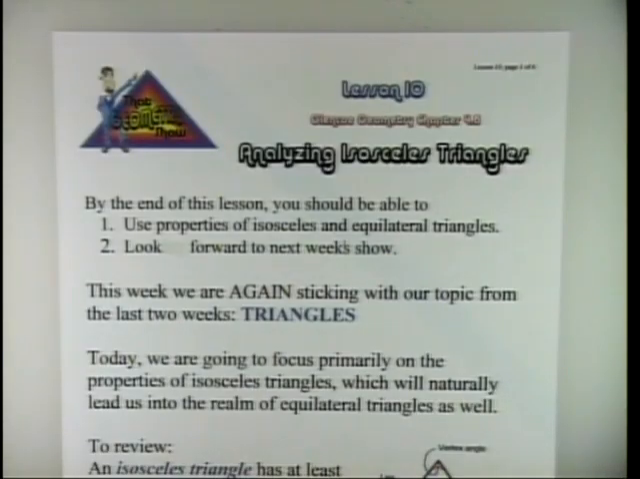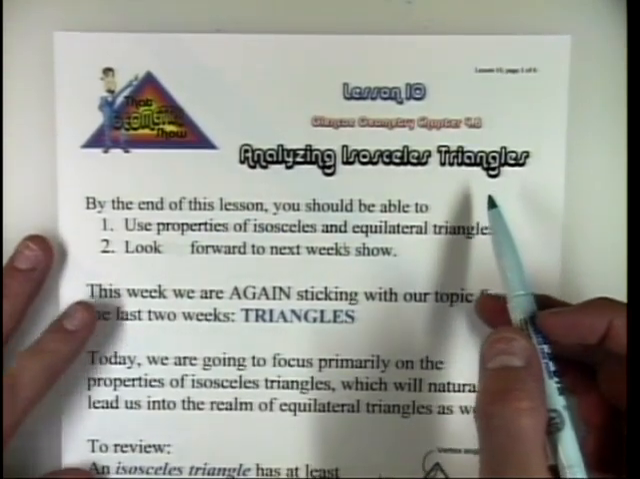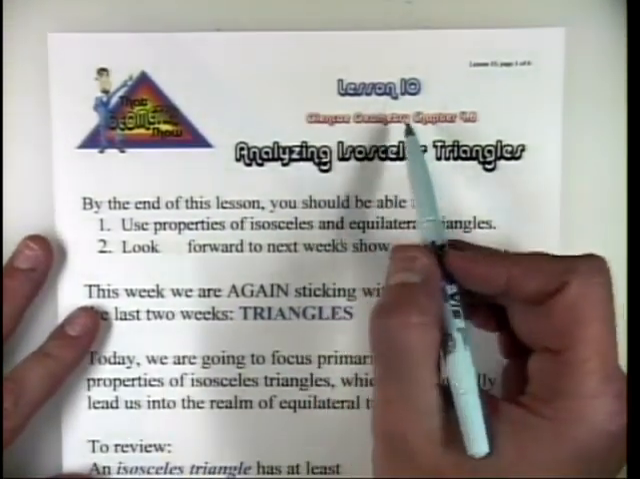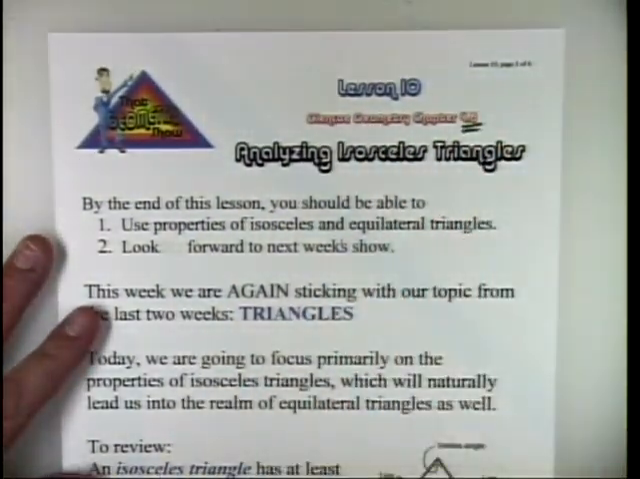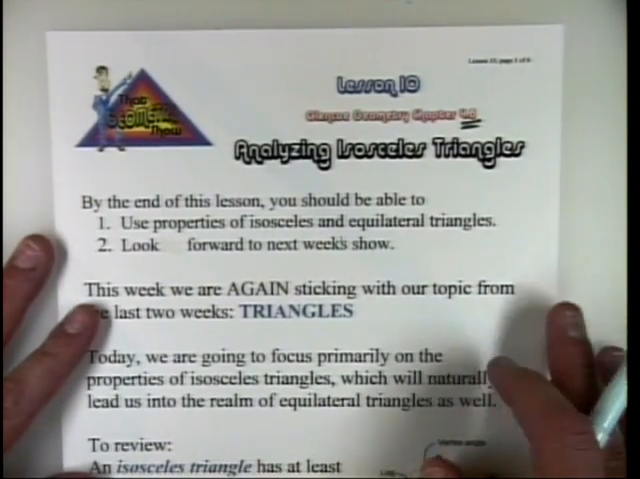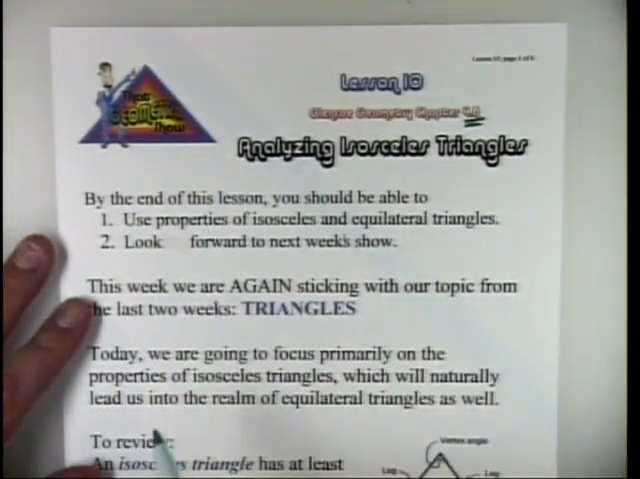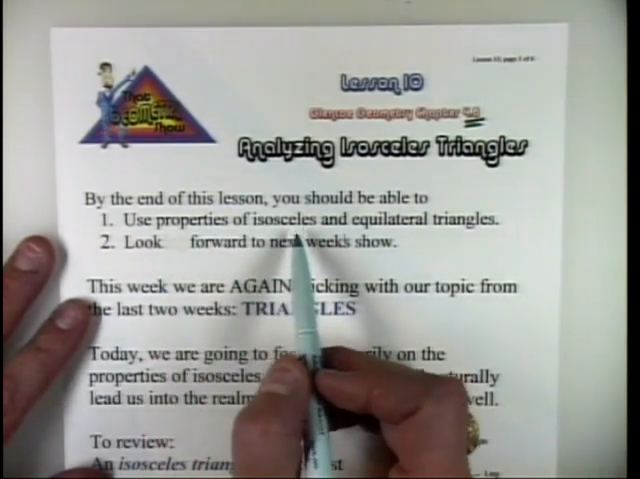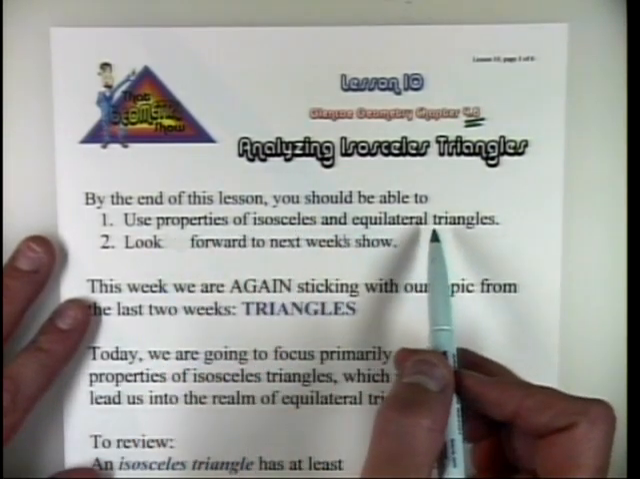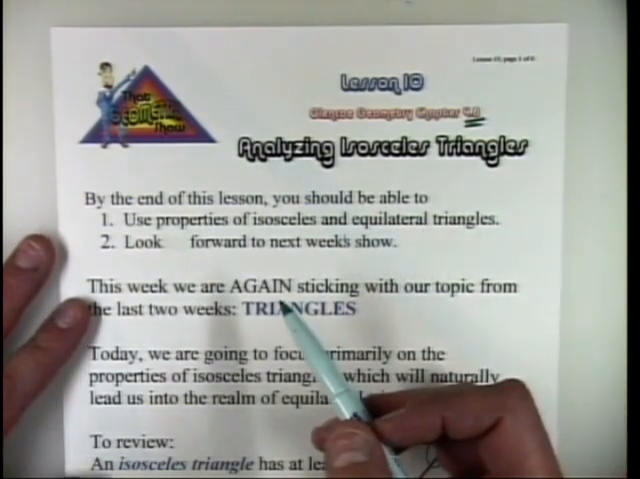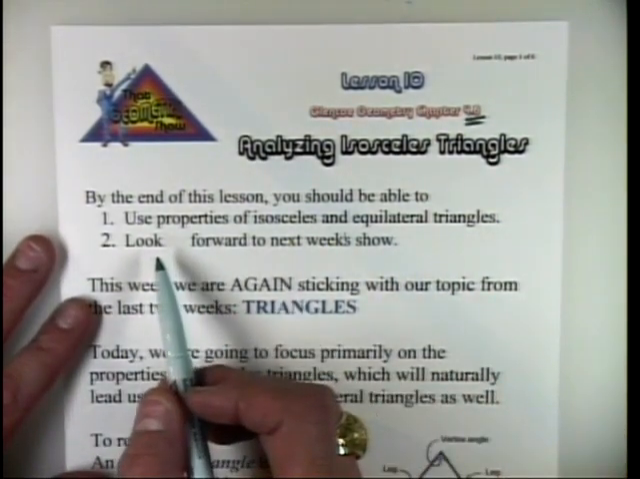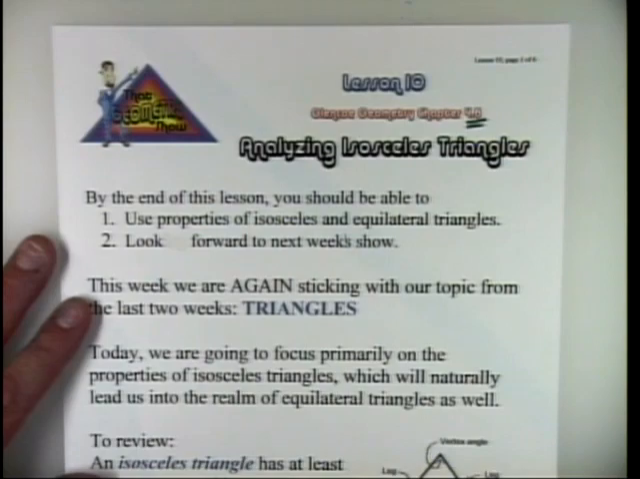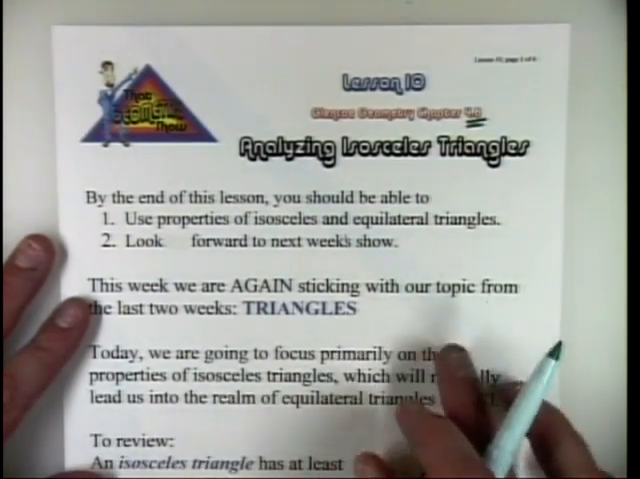All right, Lesson 10. Today's lesson is going to correspond with your Glencoe Geometry textbook. It'll be Chapter 4.6. We're going to be analyzing isosceles triangles. So by the end of this lesson, you should be able to do two things at least. Number one, you should be able to use the properties of isosceles and equilateral triangles and apply all the theorems. And you should be able to look forward to next week's show. Yeah, that's going to come naturally, I know.